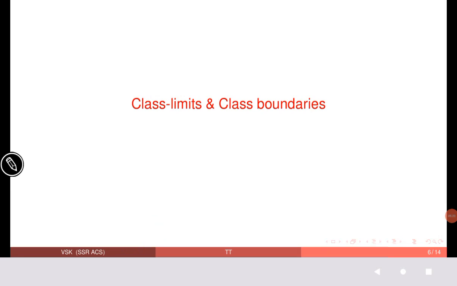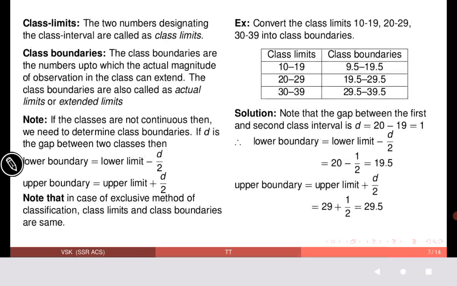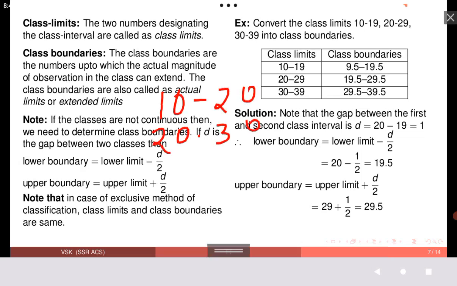Now, what is meant by class limit and class boundaries? When it is the exclusive method, for example 10 to 20, 20 to 30, and the next is 30 to 40, that means the class interval is in exclusive form. In this case, class limits and class boundaries are both the same. There is no difference.